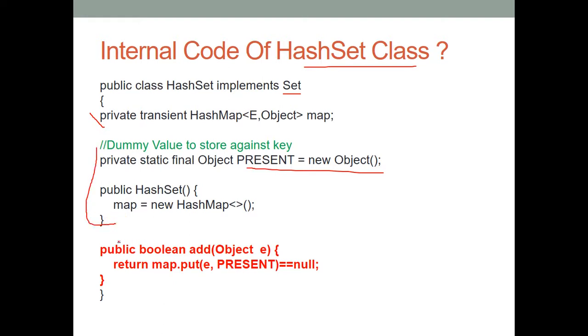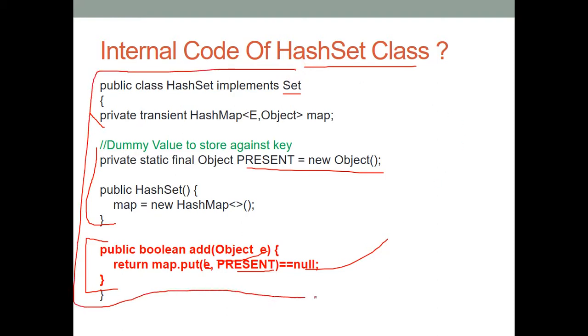You can go and search and look at this. Public boolean add of object e returns map.put of e, and you put this value inside this, with PRESENT, equals null. I hope you understood. It is the internal code. I am not saying it from myself. Java developers write it like that internally for maintenance and for good performance.